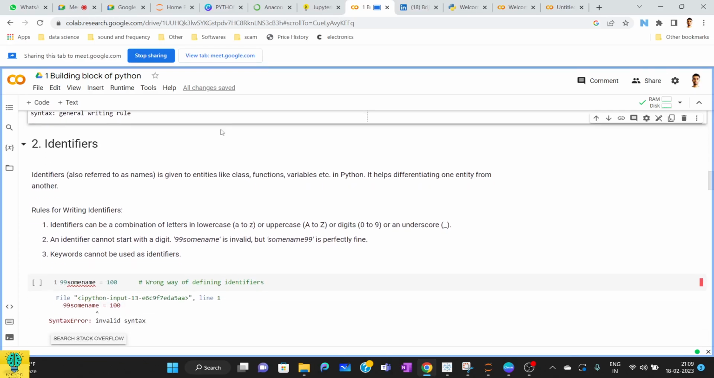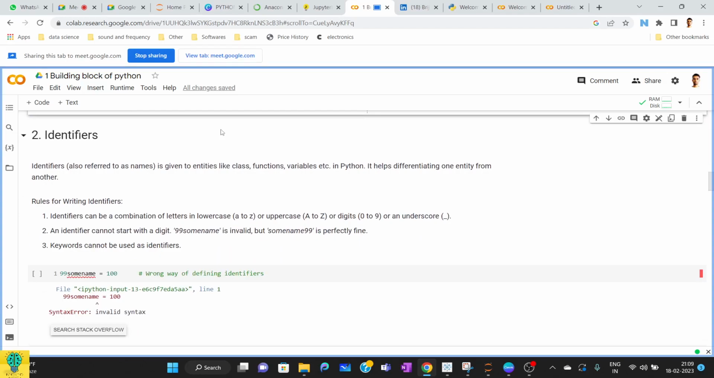Again, coming back to identifiers. Identifiers are the names given to some values, and they can have small a to capital A, small z to capital Z, any alphabets, lowercase, uppercase, does not matter. You can have numbers 0 to 9. You can have a special symbol, that is underscore. That is rule 1. Rule 2 is you cannot start with a digit. You can never start with a digit.